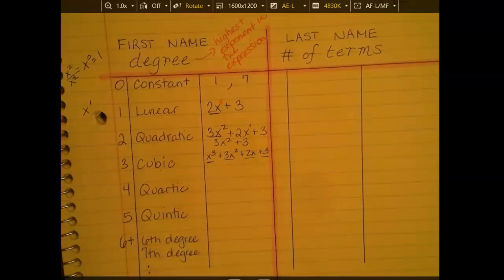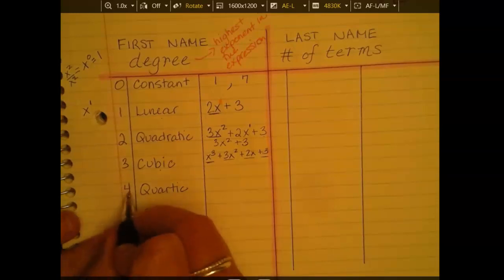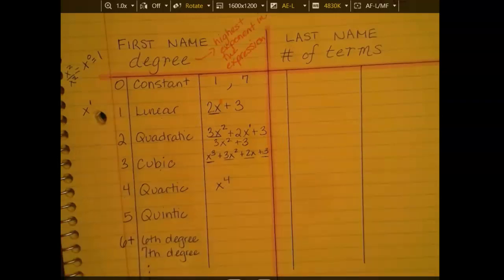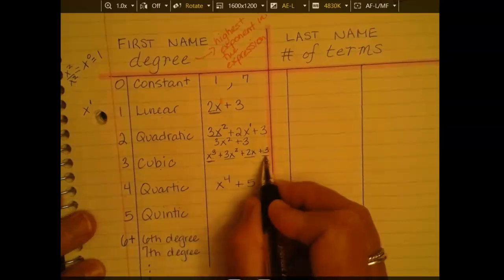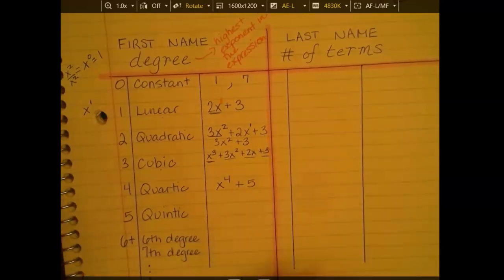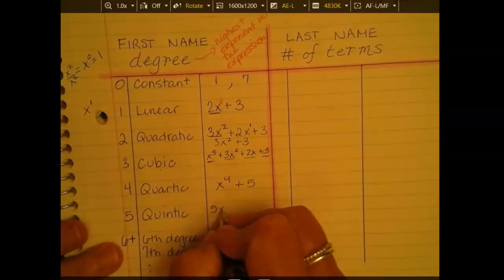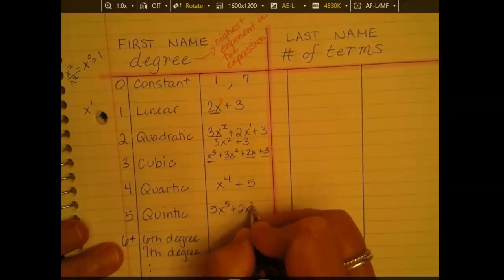Okay, so that works the same going up, but now with quartic, that has an exponent of 4. That's this number over here. So we've got x to the fourth. That's a quartic polynomial. And let's just put x to the fourth plus 5. That's still a quartic polynomial. It could have an x to the third, an x squared, a regular x, and a regular number after it. It doesn't have to. Okay? Quintic would be x to the fifth power. So let's say this one is 5x to the fifth power plus 2x squared plus 1.